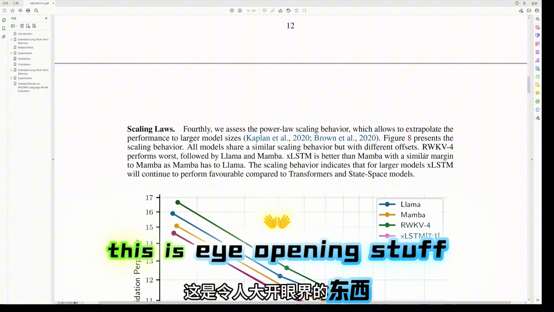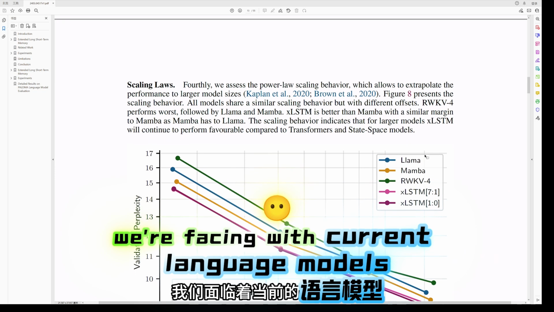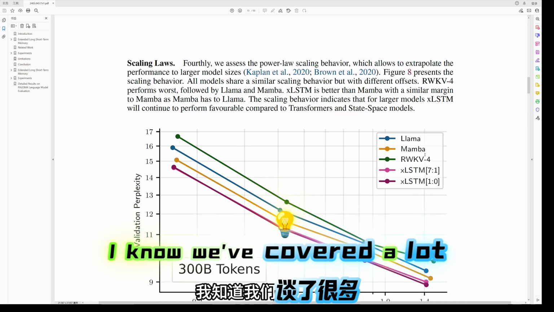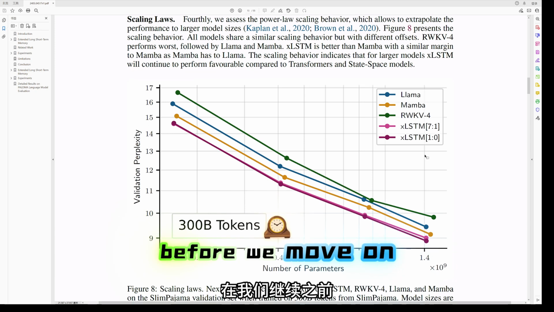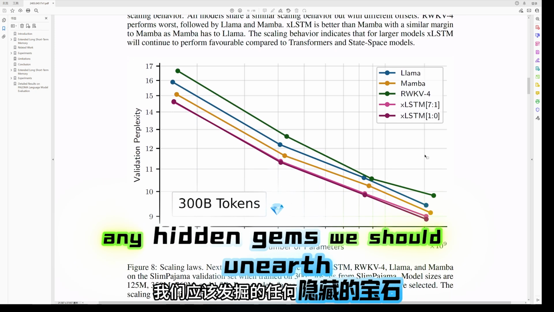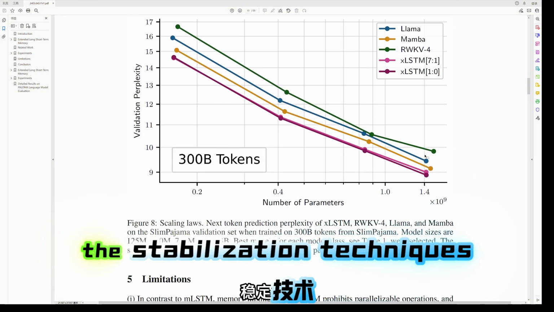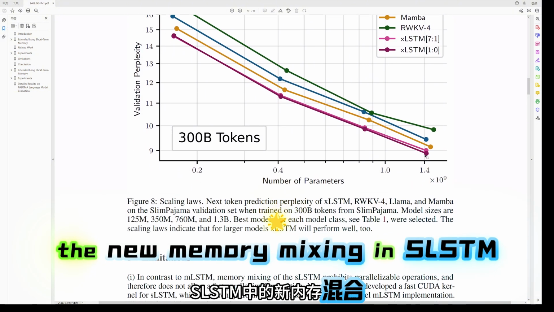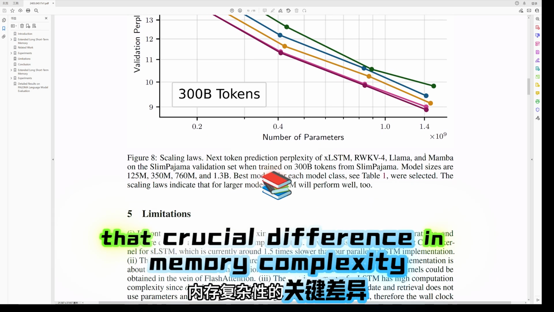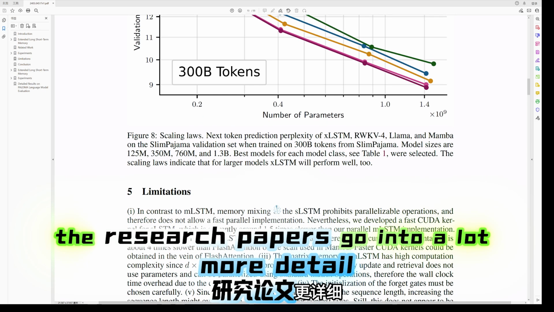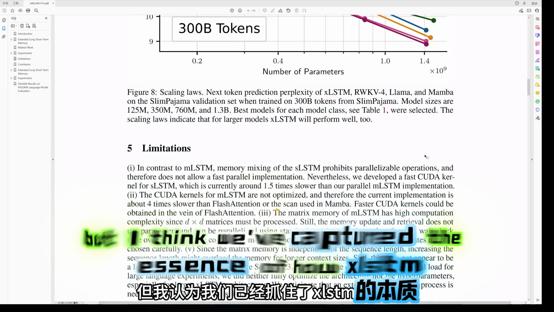This is eye-opening stuff. It seems like xLSTM is tackling some of the fundamental limitations we're facing with current language models. Now, I know we've covered a lot, but is there anything else we should highlight about the architecture or the formulas before we move on? Any hidden gems we should unearth? I think we've hit the main points. We talked about exponential gating, the stabilization techniques, the new memory mixing in sLSTM, the covariance update rule, and parallel processing in mLSTM, and of course that crucial difference in memory complexity. The research papers go into a lot more detail, but I think we've captured the essence of how xLSTM works.